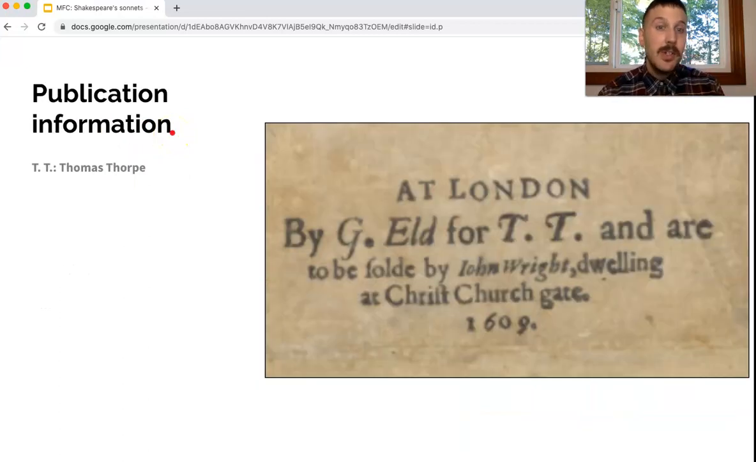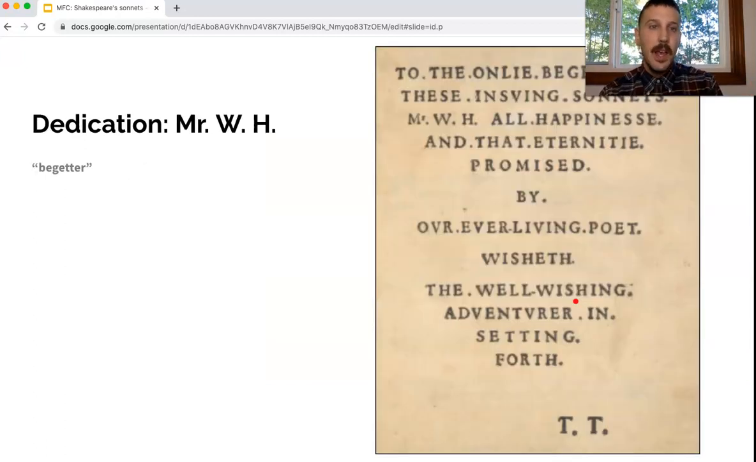These title pages also tell us a lot about where things were printed, who printed them. We know that Shakespeare's sonnets were printed in London by G. Eld for TT or Thomas Thorpe, and they'll be sold by John Wright at Christ Church Gate. So we learn a lot about how the early modern publishing industry worked from these title pages.